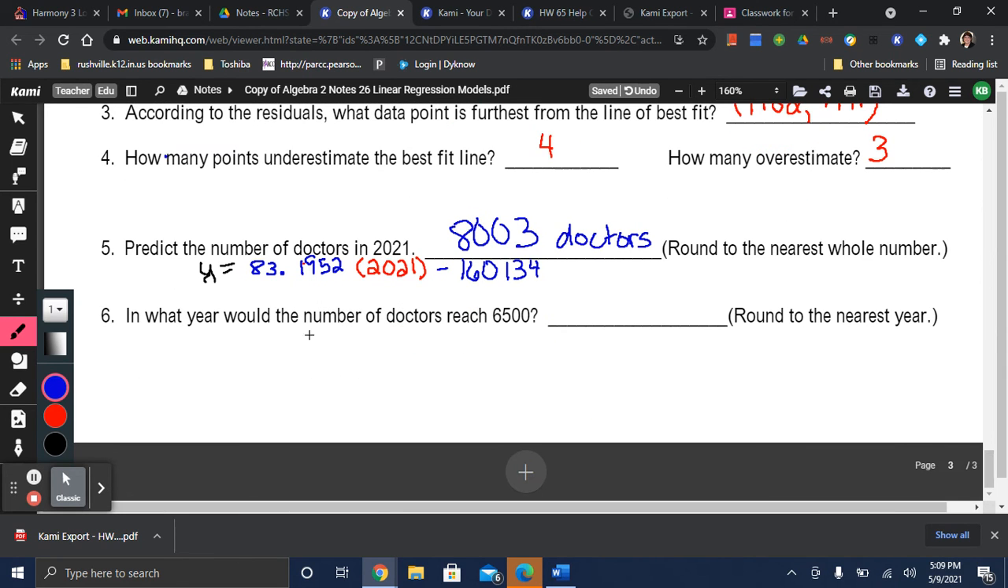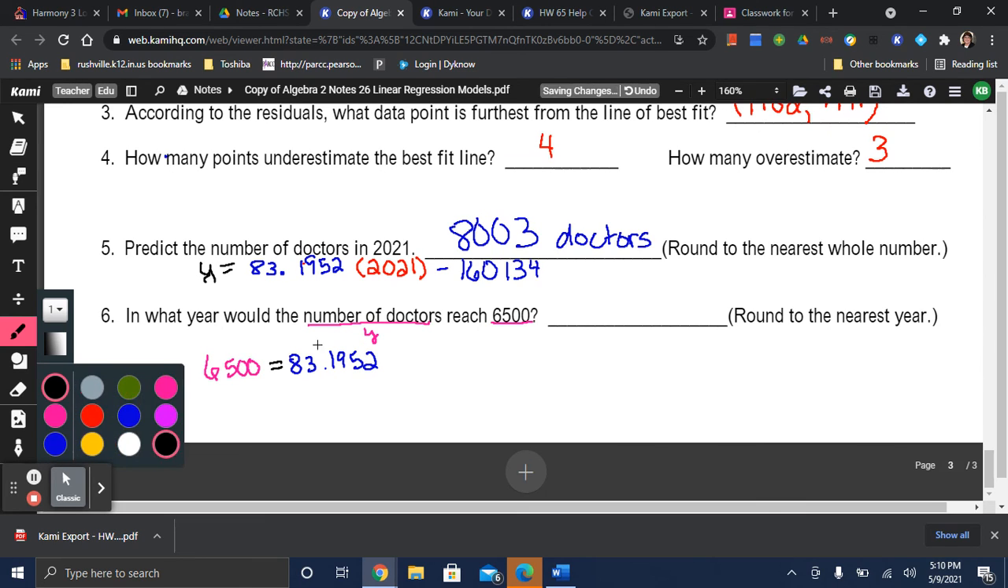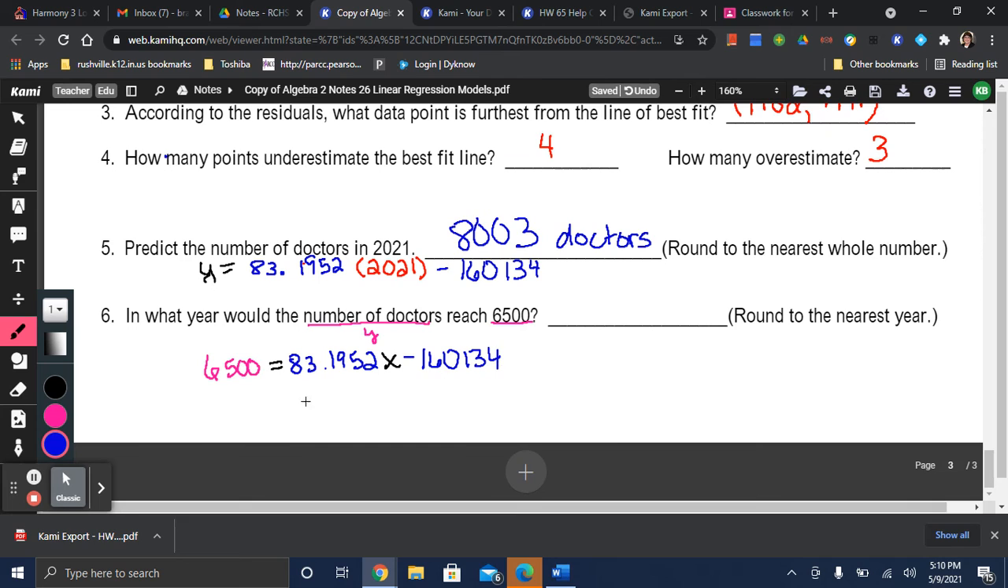And this question asks, when would the number of doctors reach 6,500? Well, remember that the number of doctors, that would be the Y value. So this is the dependent variable. So for this one, we know the Y value is 6,500, and we're trying to find the X value of when that would occur. So the X is going to be our variable, and so we'll have to do some algebra to solve for X.